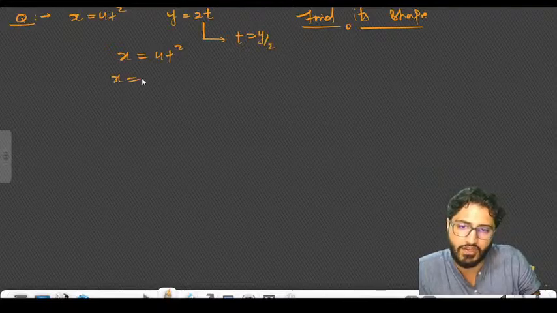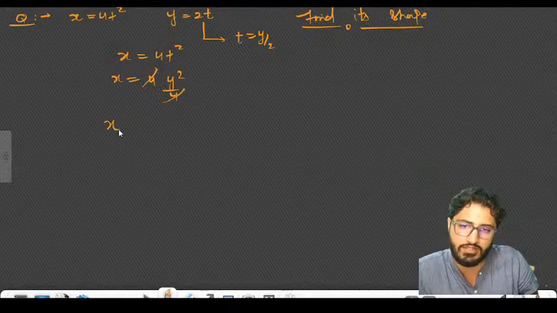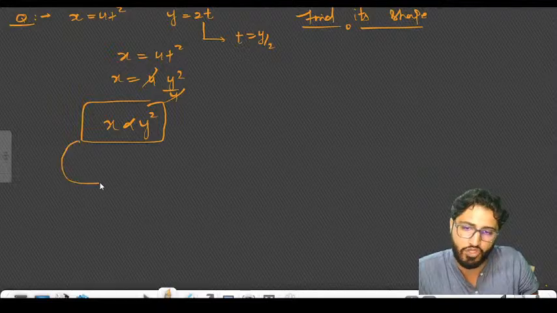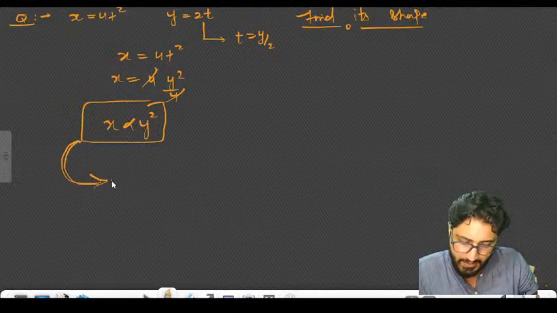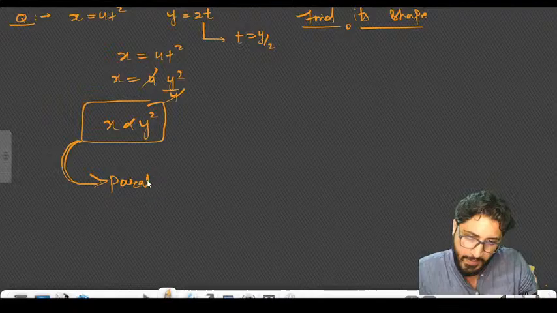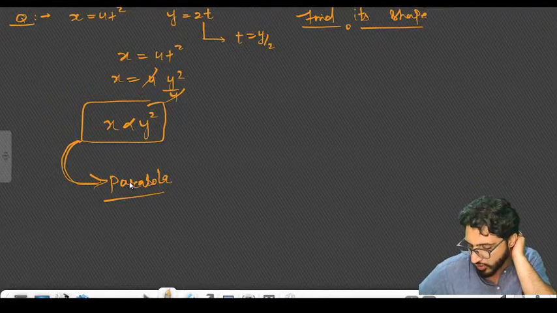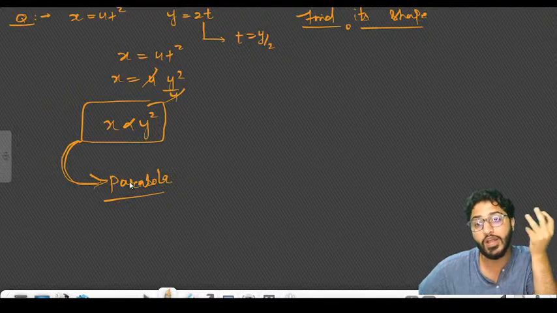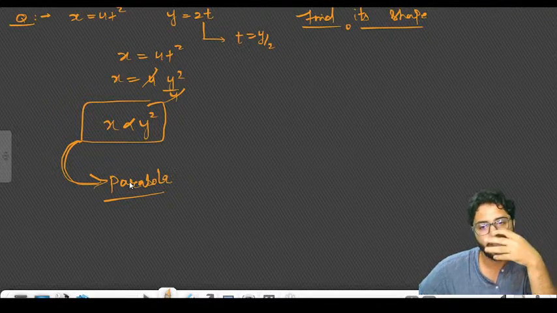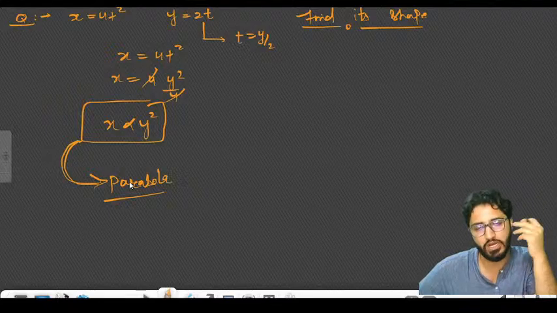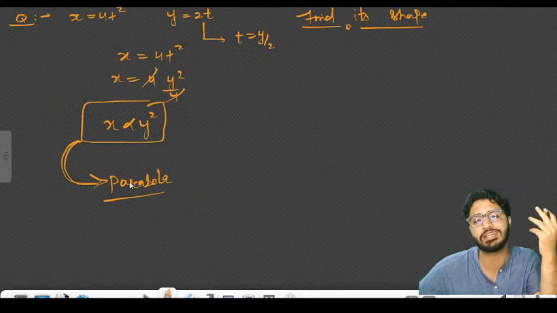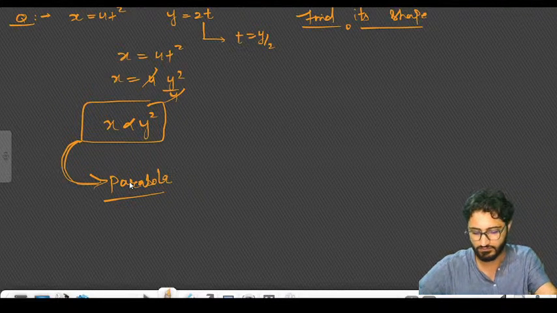So you can write x equals 4 times y square by 4. The 4 cancels out. So x is proportional to y square. If x is proportional to y square, you can write it is a parabola. Parabola. You know it, na? If x is inversely proportional to y, it is a hyperbola or rectangular hyperbola. If it is proportional to y square, it is a parabola. If y equals mx plus c, that is a straight line equation.